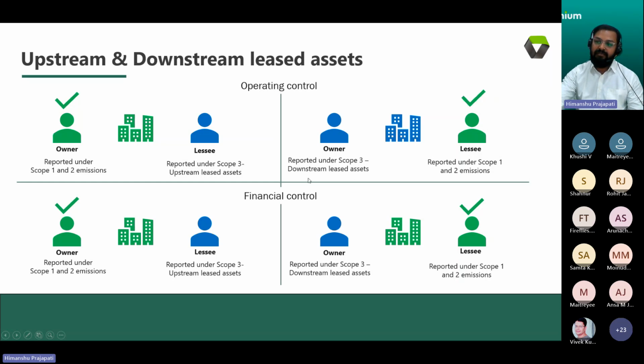Similarly, if I go with a financial control approach or an equity approach, it has a similar approach. So for example, if I have financial control over this particular asset, I'll report it under scope 1 and scope 2 emissions. Else I will report it under scope 3 emissions, right? Same is the case with, let's suppose, the lessee. If the lessee here is the reporting company, and I do not have the operational control in some case, I'll report it under scope 3 upstream lease asset. Here in this case, for example, I don't have operational control, so I am reporting as scope 3 upstream lease asset. Whereas if I do have operational control, then I will report it under scope 1 and scope 2 emissions. So I think that is pretty clear with respect to what we discussed earlier as well.